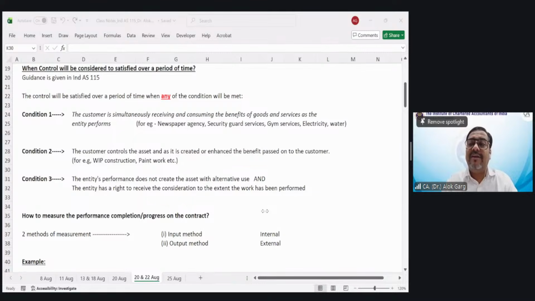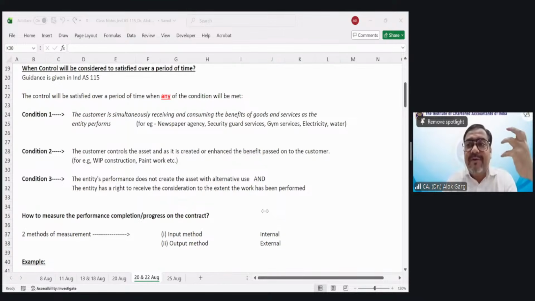Sir, how will we recognize the revenue in the first year? Tell me, how will you recognize the revenue in the first year? In case of construction services, the entity is constructing a road, the entity is constructing a house in the premises of the customer. Tell me, how will you recognize the revenue?